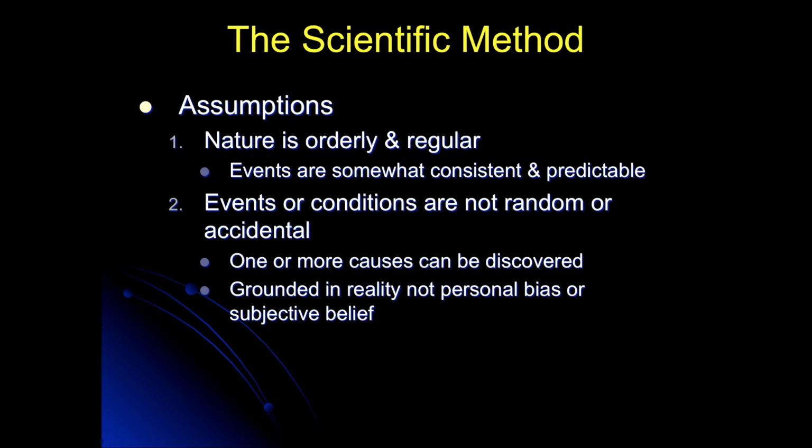The second assumption here is that events or conditions are not random or accidental, that by manipulating one variable, you can actually affect other variables that you're measuring. So one or more causes can be discovered. It's supposed to be grounded in reality and not personal bias or a subjective belief. But again, as we'll talk about in another lecture on evaluating the scientific literature, sometimes authors or scientists can be biased and introduce that bias into their research project, which presents a problem because then the data collection process can be flawed.